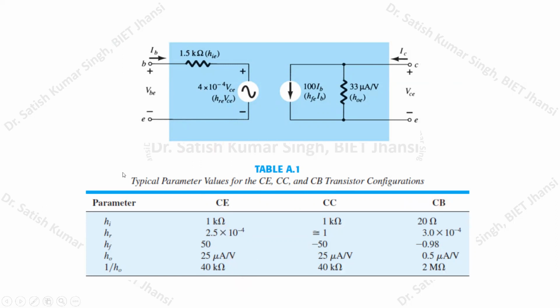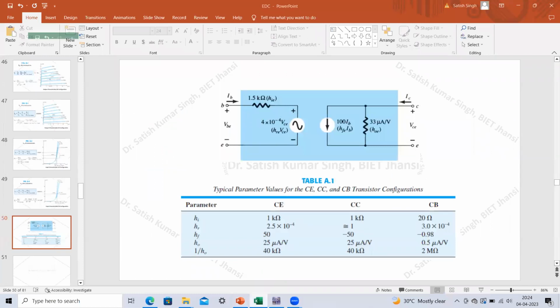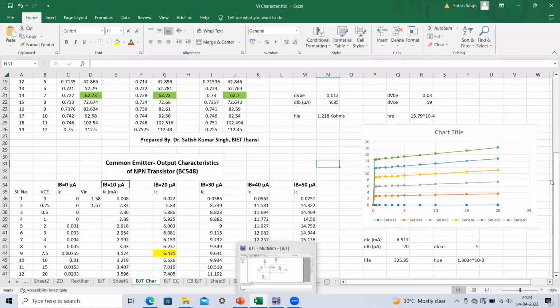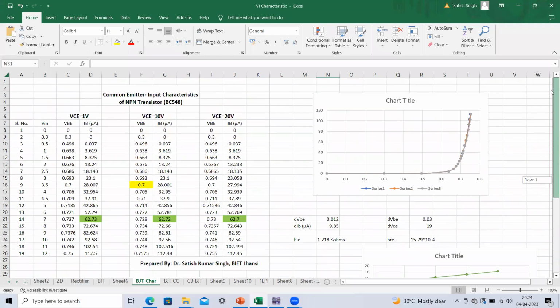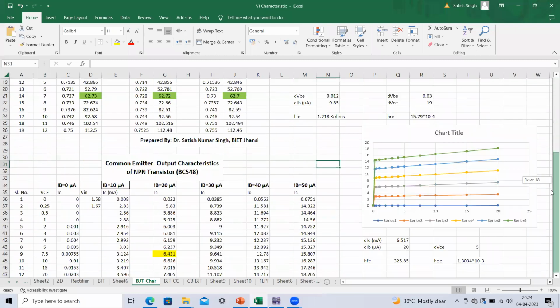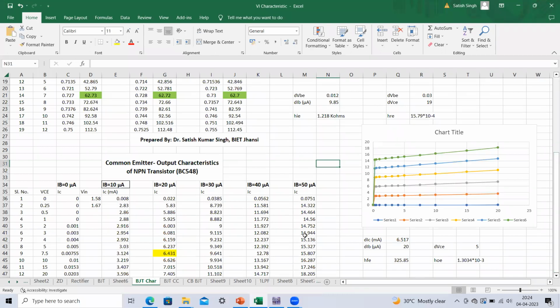Now I'll go to the Excel sheet that I have already explained while obtaining the common emitter input characteristics and output characteristics. You must be remembering this particular experiment, so please go through it. This is the common emitter output characteristics of the NPN transistor that we have already obtained. Here you can see that these characteristics are obtained for constant values of IB. We have IB equals 0 microamperes, IB equals 10, 20, 30, 40, and so on.